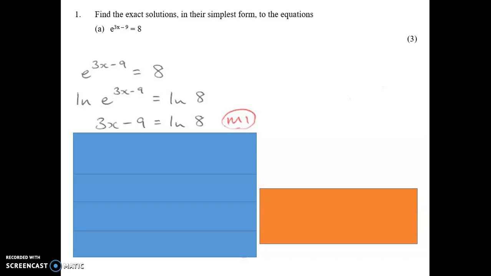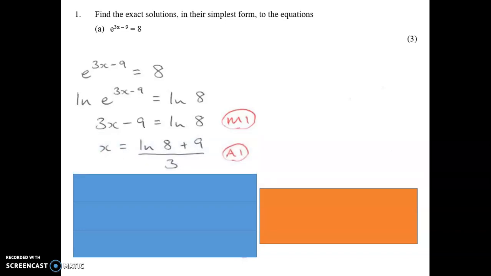To carry on from there, we want to solve for x, so we've got to make x the subject on the left. So if we work our way through with that, you should end up with x equals ln 8 plus 9 all over 3. And that will get you your first accuracy mark.